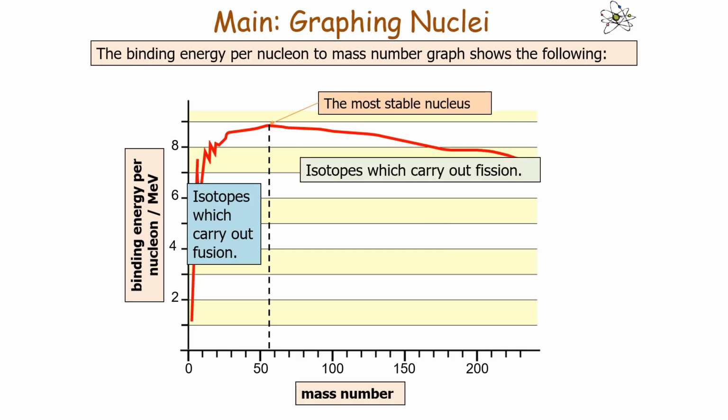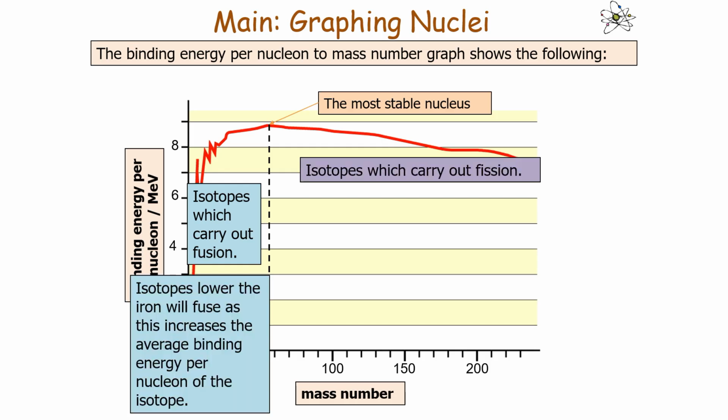From looking at this graph, we can see straight away that there are two major areas of isotopes. Isotopes which carry out fusion, which are all the isotopes before iron, the peak of this graph, in our periodic table, whilst the isotopes which carry out fission are those above iron in the periodic table, as you'll see below the peak of iron in this graph.